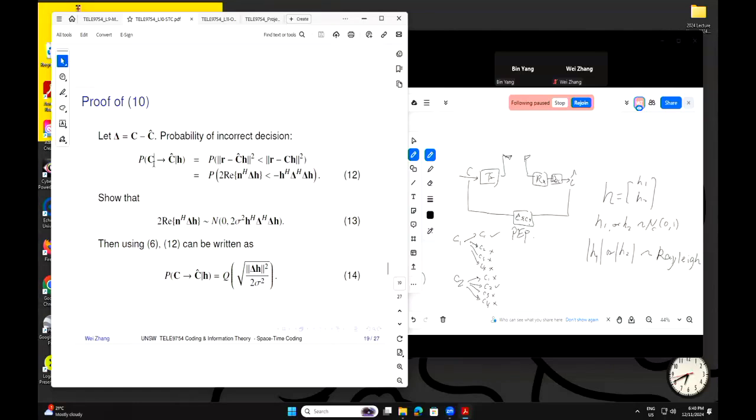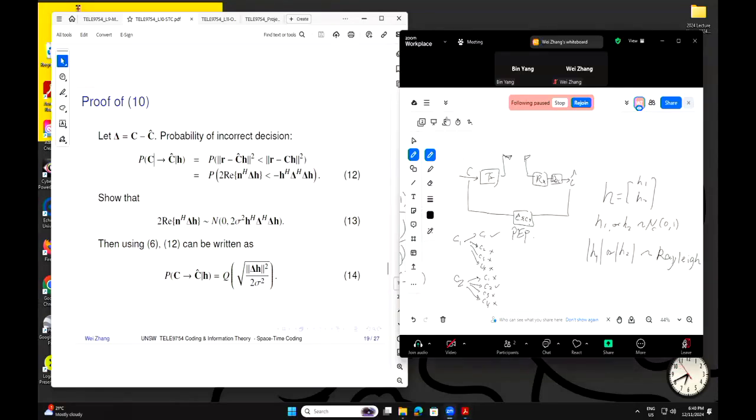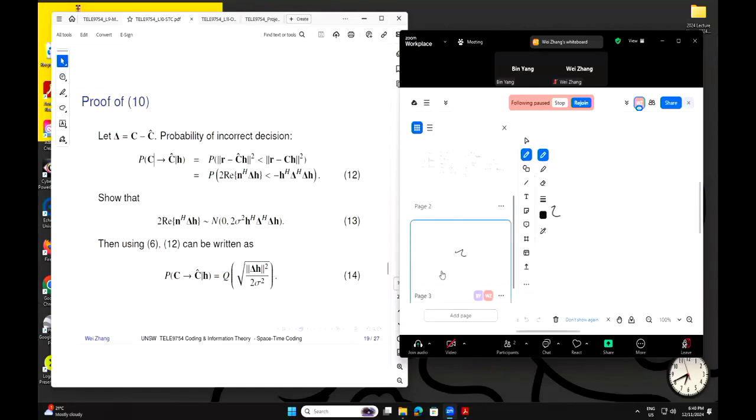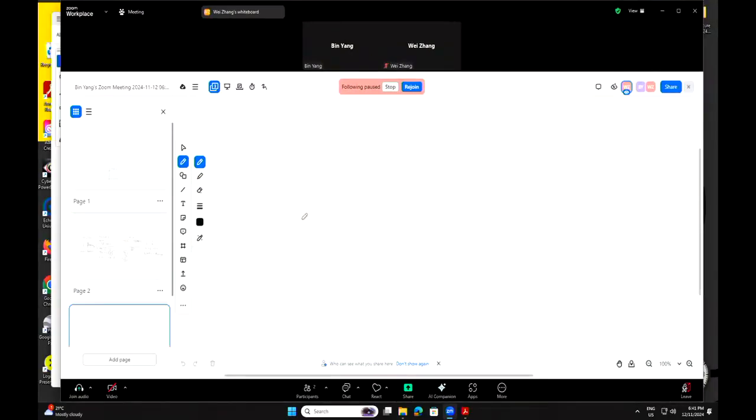Let me see. Okay, so here I'm trying to say detection, ML, where is the writing? Cannot see here. Okay.